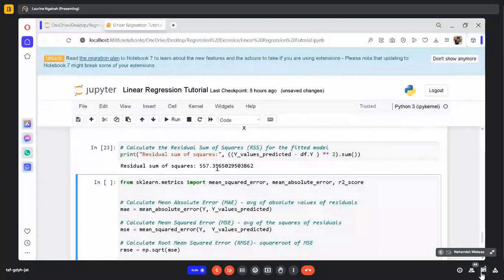So let's see. It's 557. For this, I understood that it depends on the context or the data set that you're trying to investigate. But it is not ideal. You can't only use the RSS to predict whether your model is accurate or not. You need to conduct more metrics. So I don't know if there's any question here. Have we understood? We move on to the next metrics.